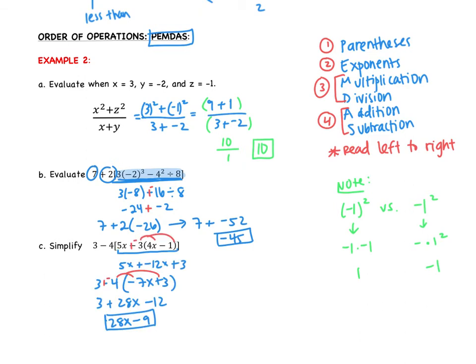Here's what you should have gotten. So you can see my work down at the bottom, 28x minus 9. Can anybody confirm that you got the same answer I did? Yeah. Okay. I will show you what I did. You didn't necessarily have to follow the exact same steps I did.